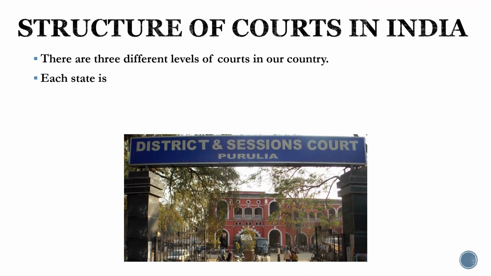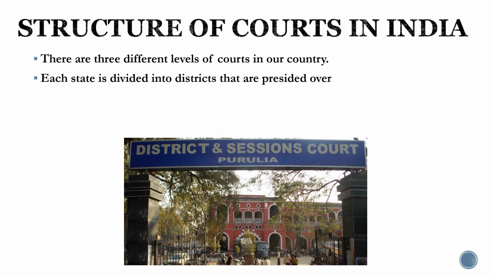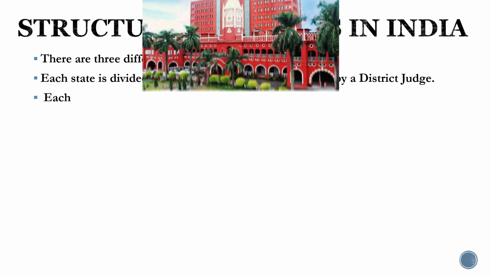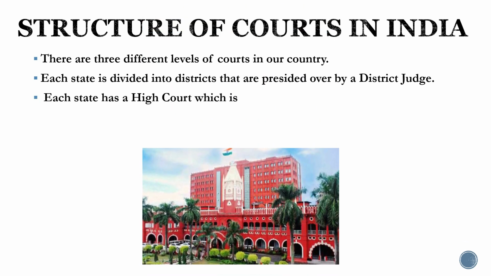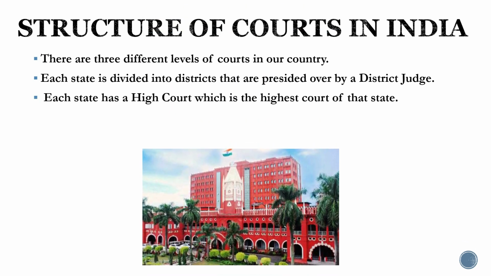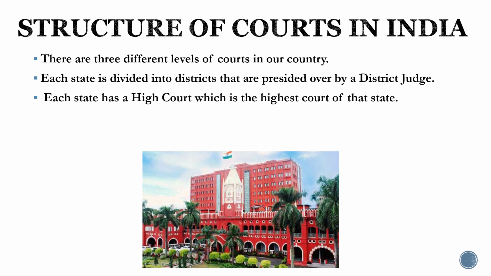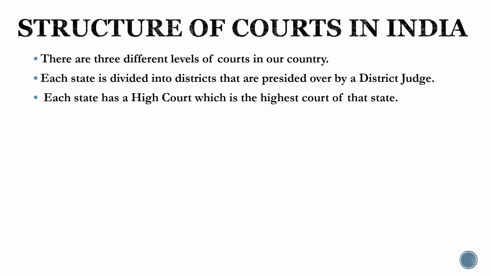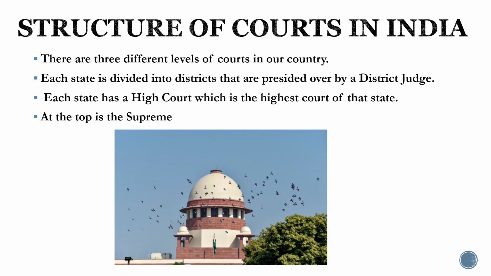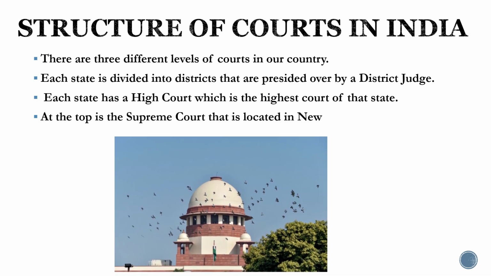Structure of courts in India. There are 3 different levels of courts in our country. Each state is divided into districts that are presided over by a district judge. Each state has a high court, which is the highest court of the state. At the top is the Supreme Court, which is located in New Delhi.